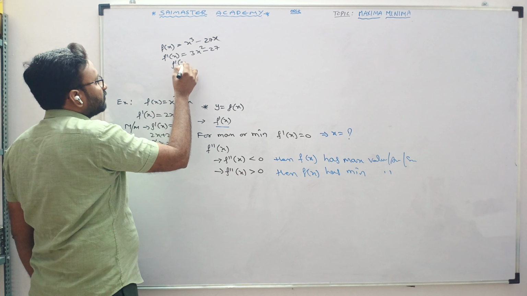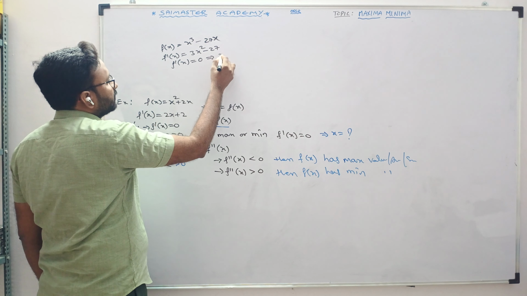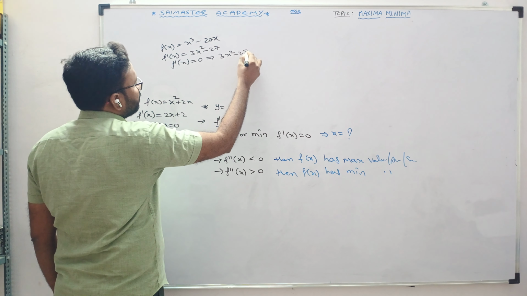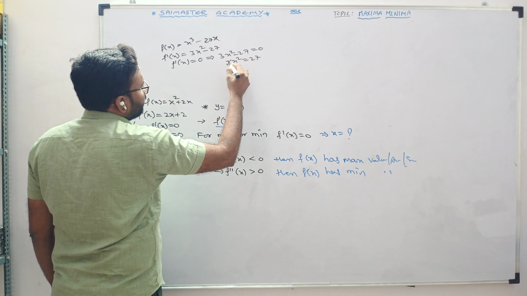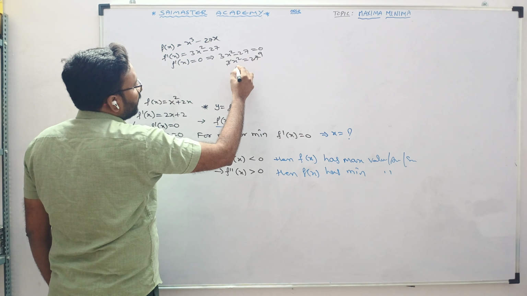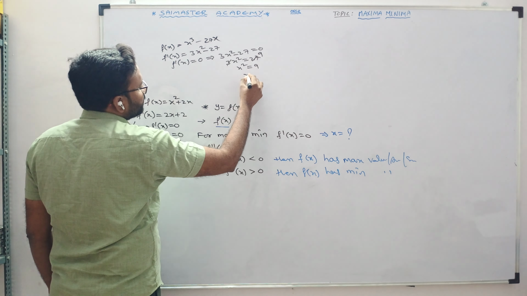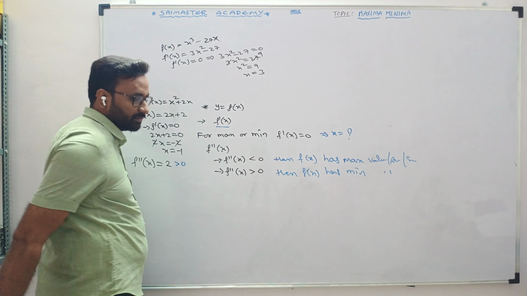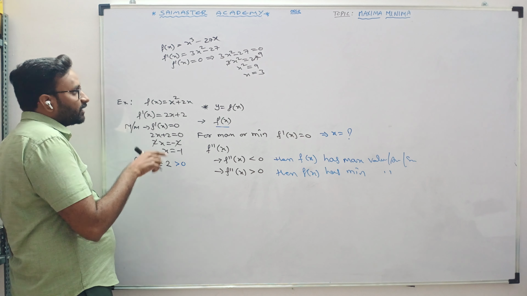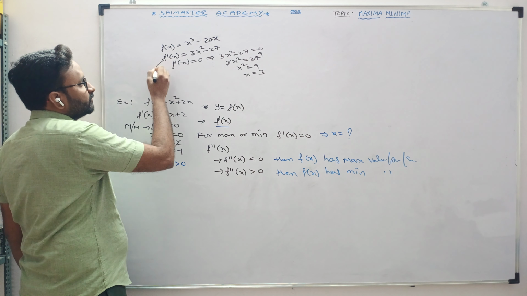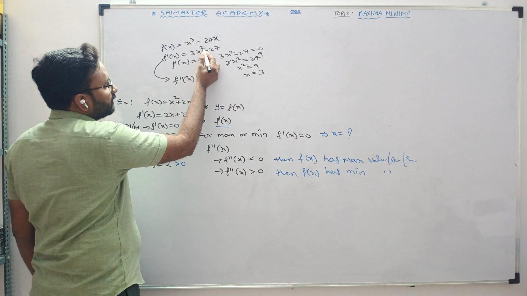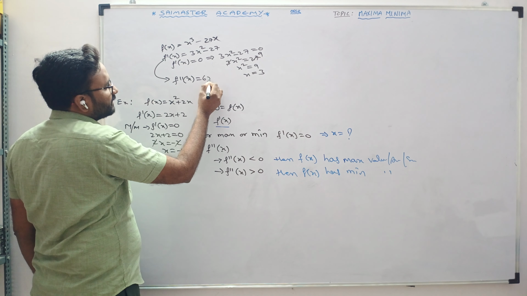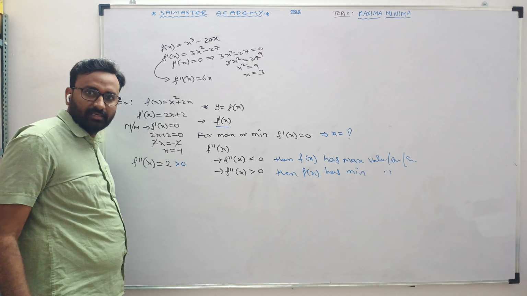Again, after f dash, we have to make f dash of x equal to 0. So if you make f dash of x equal to 0, then you will get 3x square minus 27 equal to 0. Then 3x square is equal to 27. 3, 1, 3, 9. x square is equal to 9. x is equal to 3. Again, we need to find f double dash of x. For this f dash of x, we are finding f double dash of x. f double dash of x is equal to clearly 3, 2, 6x minus 0.